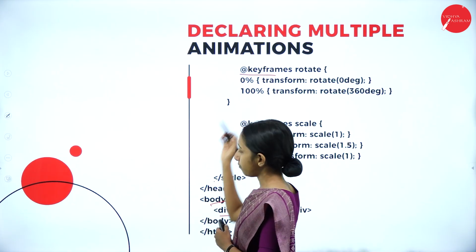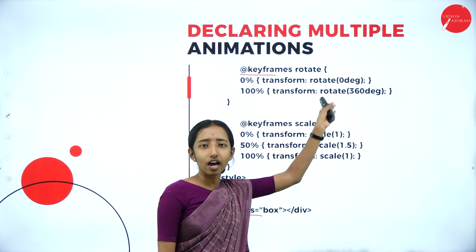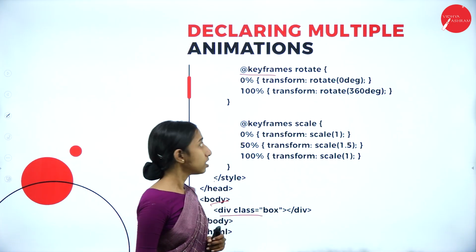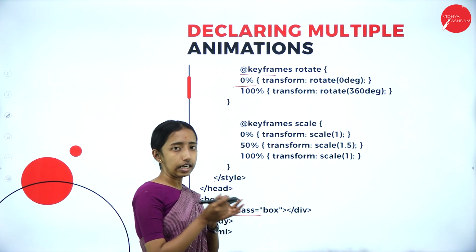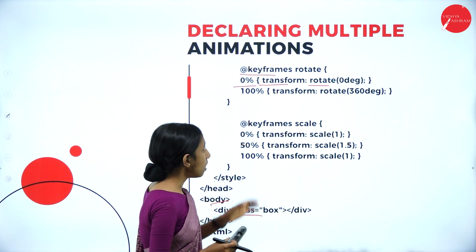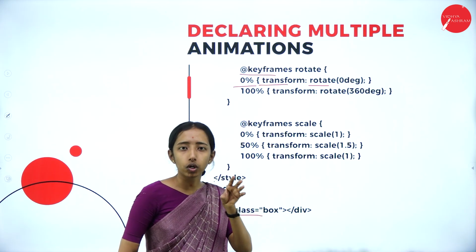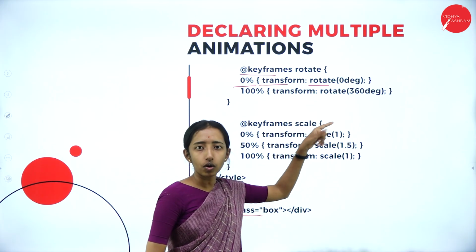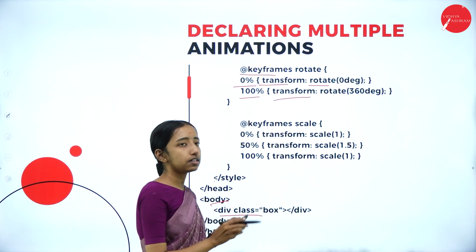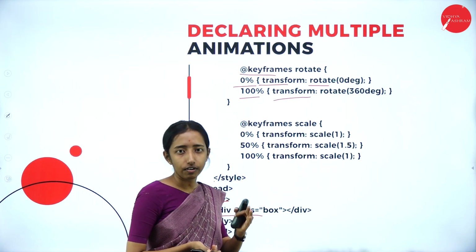Now I am applying the keyframes, and the animation name I have given is rotate. At 0%, the initial stage, transform rotate 0 degrees. Here I have taken the CSS property rotate, meaning I am rotating the box I have created from 0 degrees initially, and at 100% transform rotate to 360 degrees. So we rotate the box to 360 degrees at the final stage.